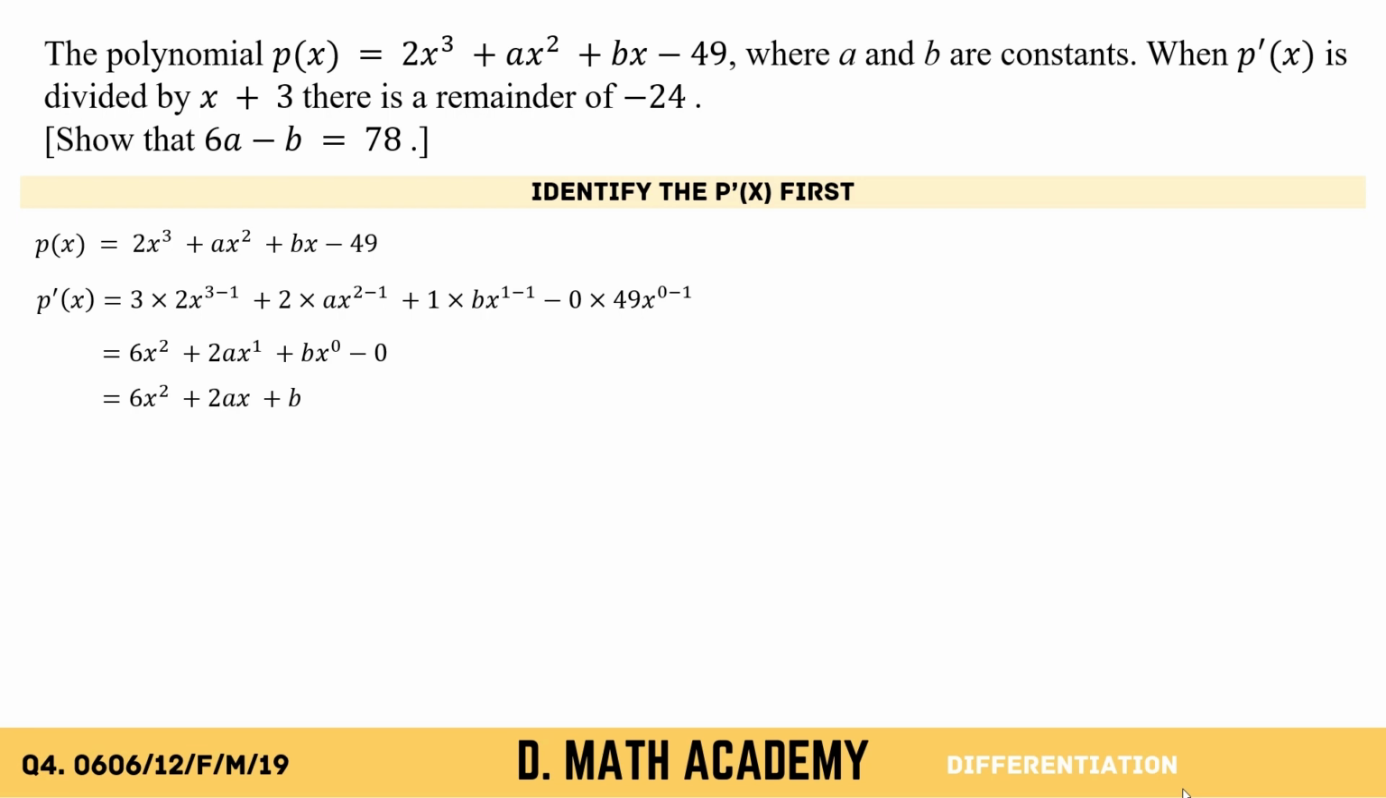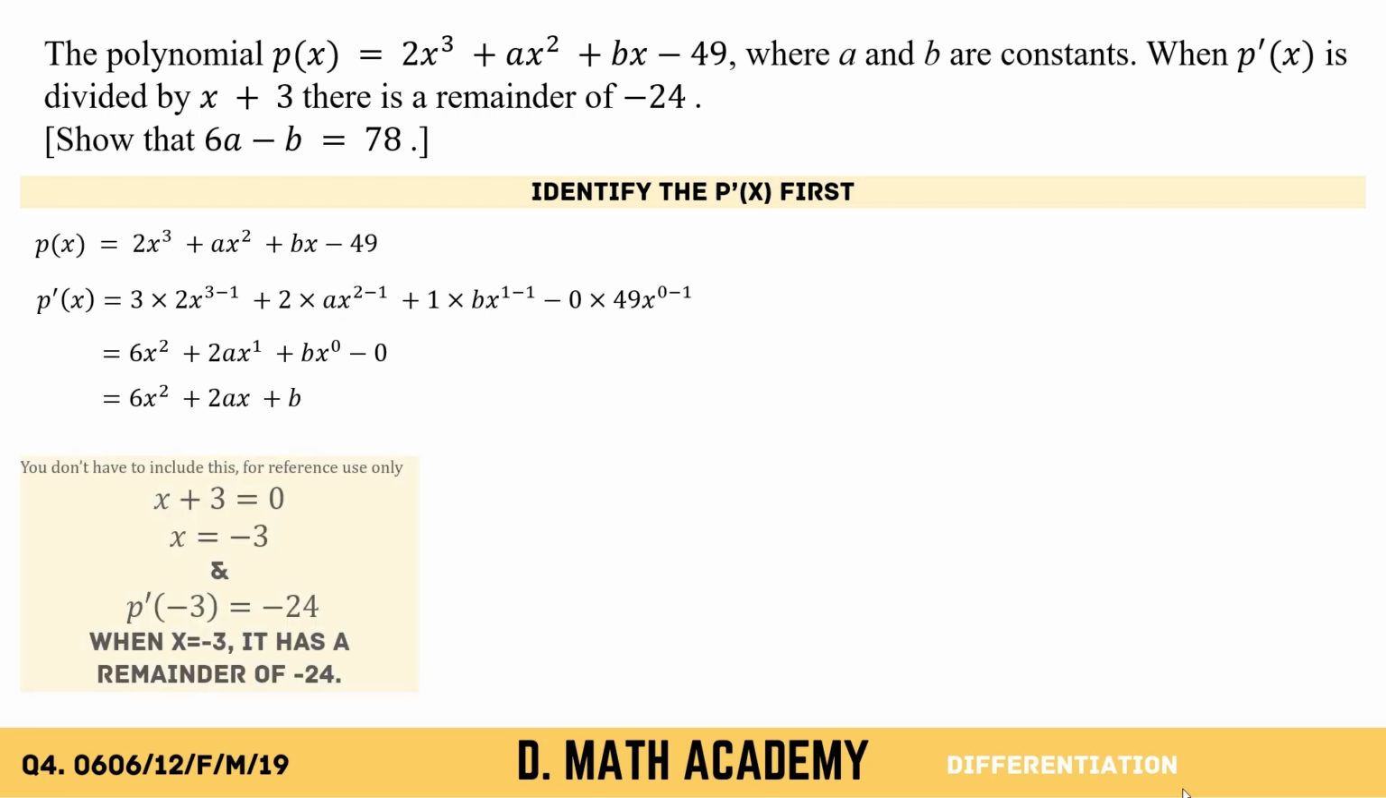So click on it, watch through it first, then revisit this question again. So now we have the information given by the question. When p prime is divided by x plus 3, it has a remainder of negative 24. So when my x is negative 3, it will have a balance of negative 24. By substituting this negative 3 into the x position, it will equal negative 24.